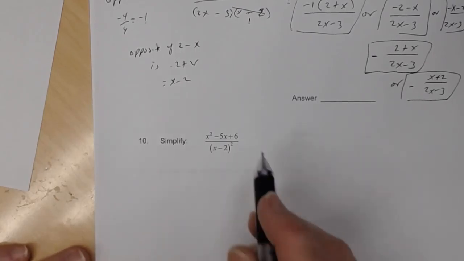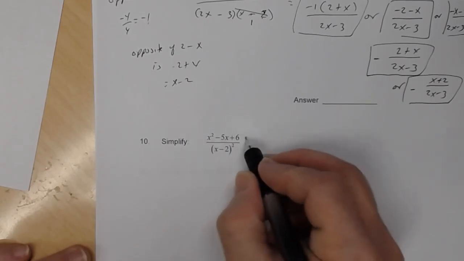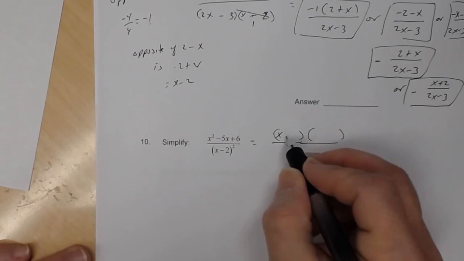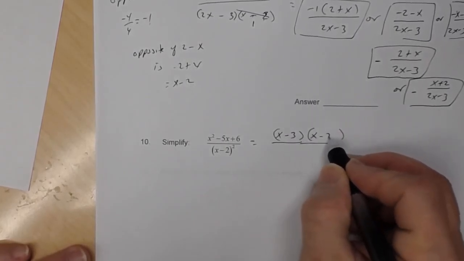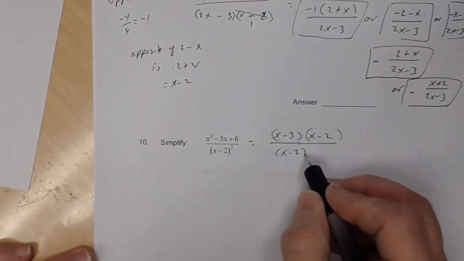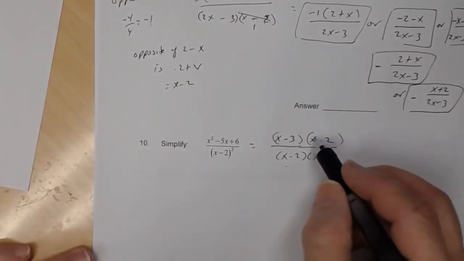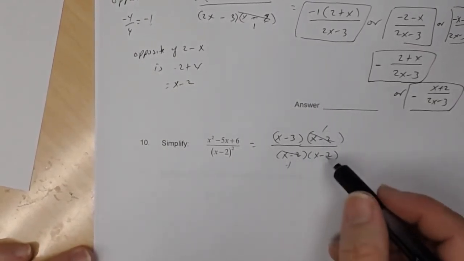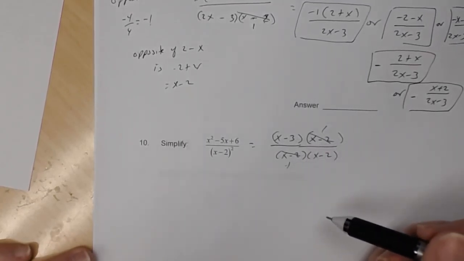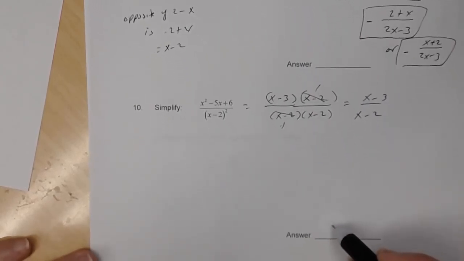All right, number 10. Let's go ahead and factor. Again, you're dealing with rational expressions, so to simplify, you're going to see if you can factor it, and you can. So when I factor this, I'm going to get x minus 3 times x minus 2. That's the numerator. The denominator, you have two of these, and we just list them twice, because x minus 2 squared means this. And then I'm going to reduce. So the only factors I can reduce are these. Now remember, you can't reduce both of these because you only had one in the numerator, so you can only reduce one that's in the denominator. And so you get x minus 3 divided by x minus 2. That's the answer there.